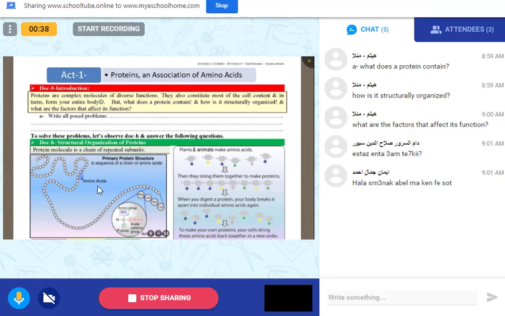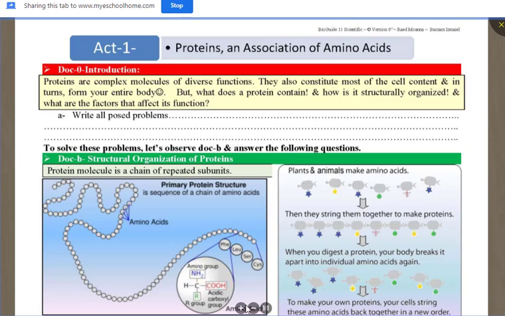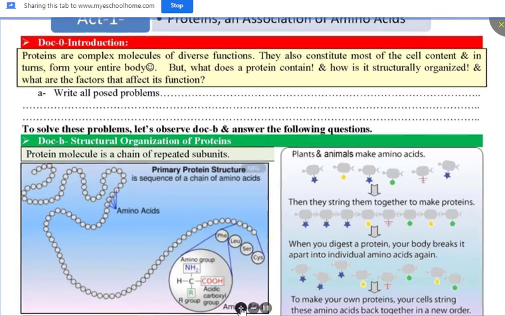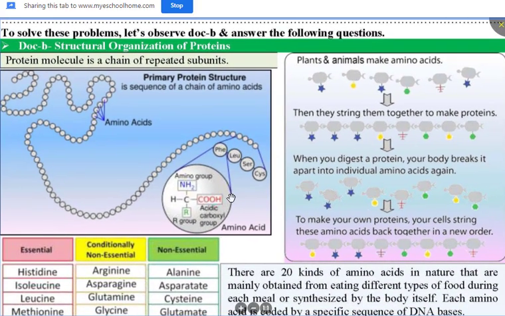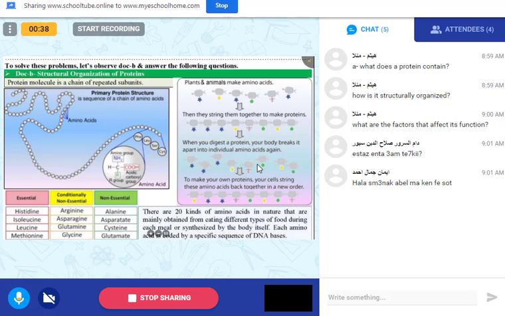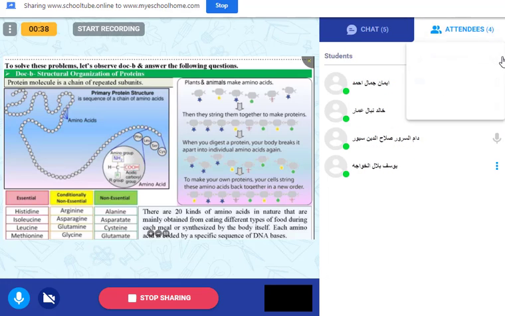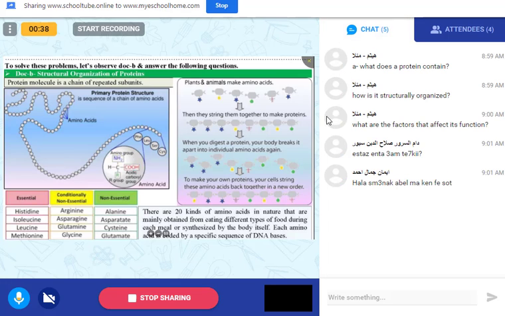Now, Iman, what are the subunits that make proteins, as you can see in the figure? Come on, Iman, what are the subunits that make the protein? Yusuf is now with us also.